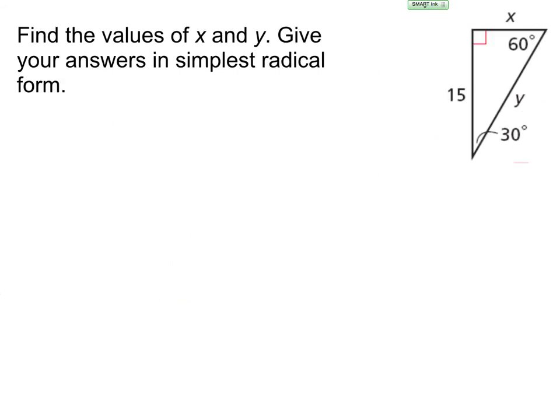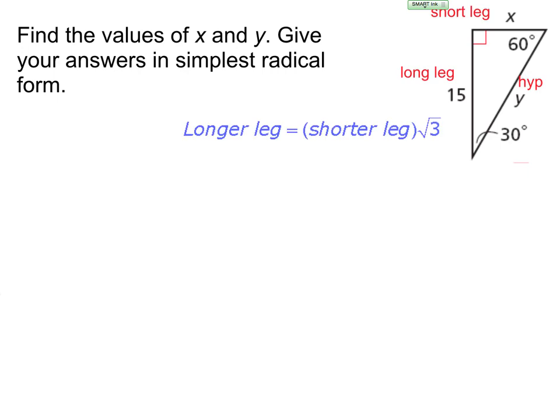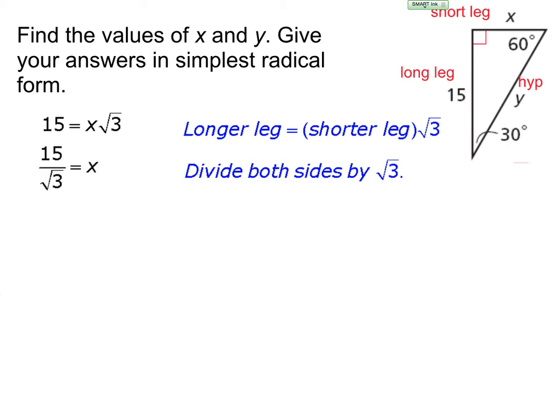Okay, let's start with a different side. Let's start with the longer leg. What's the pattern on the longer leg? The short one times square root of 3. So to get x, we have to take 15 and divide by square root of 3. Does an alarm go off in your head, can't leave a square root in the denominator? Rationalize that.